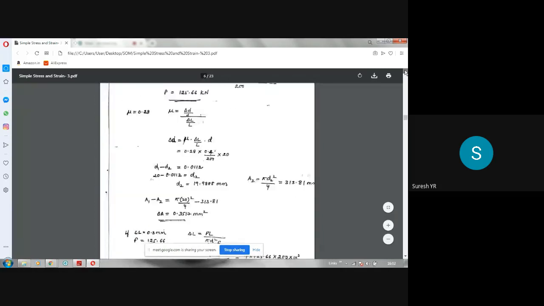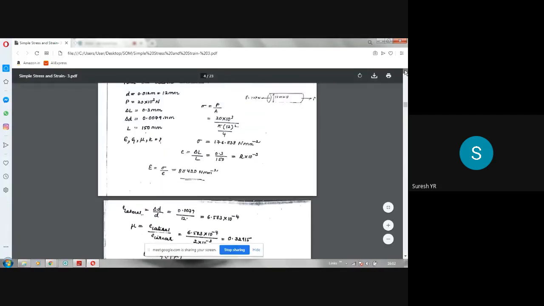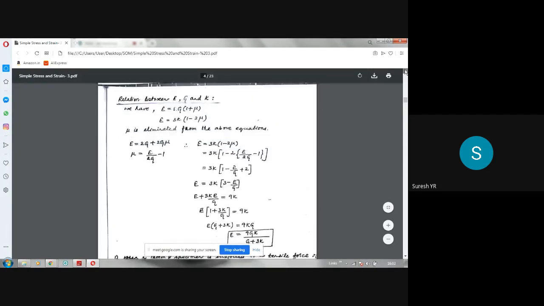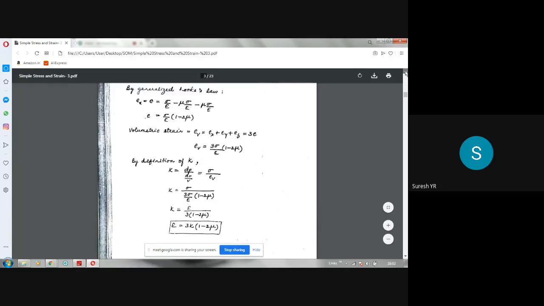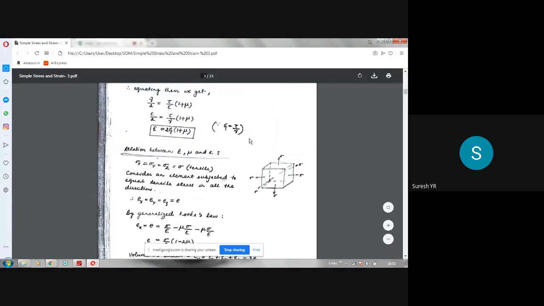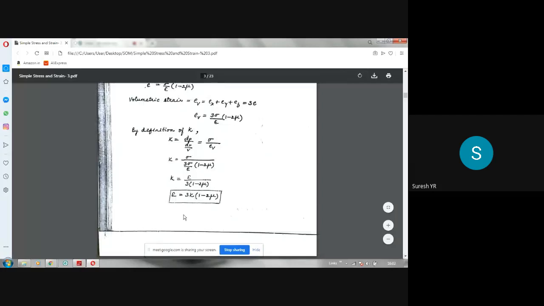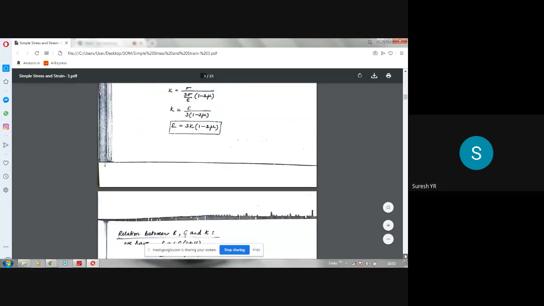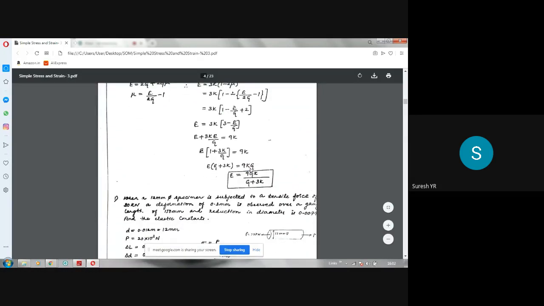Relationship between E, G, K and mu. See, first in the morning I explained this. We have derived this equation: E is equal to 2G into 1 plus mu. That we derived in the morning. Now in this afternoon class, we have derived this equation: E is equal to 3K into 1 minus 2 mu. And from the first two equations, by eliminating mu, you can get the third equation. This is the third equation.